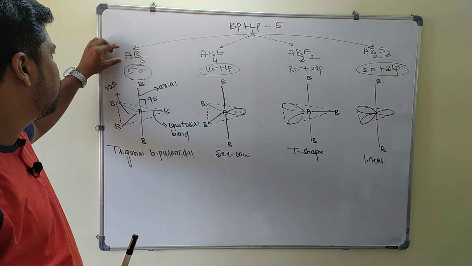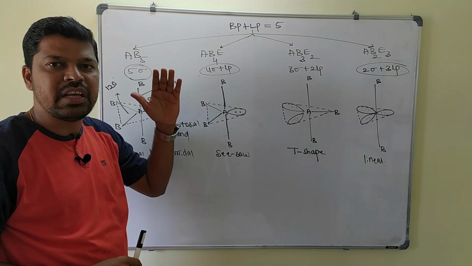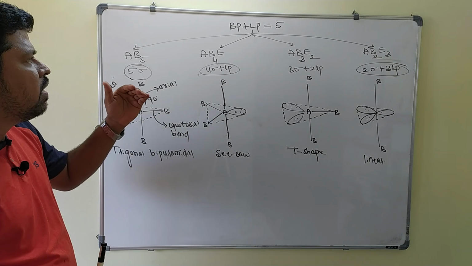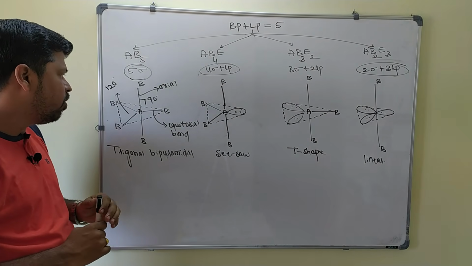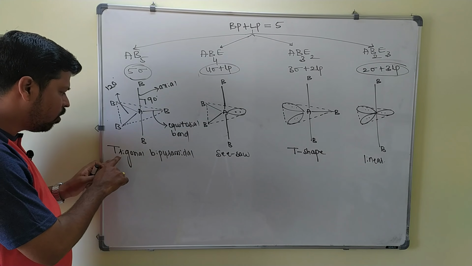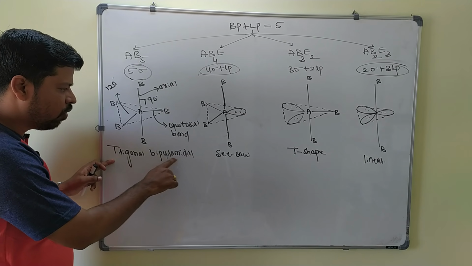The first type of molecule is AB5. If the molecule has 5 sigma bonds, all the electron pairs are bond pairs. If the molecule has 5 sigma bonds, then the shape of the molecule is trigonal bipyramidal.